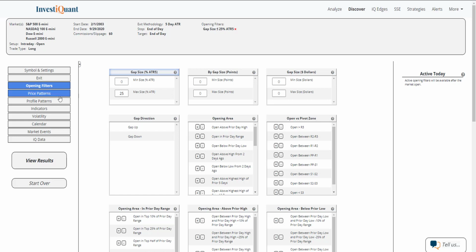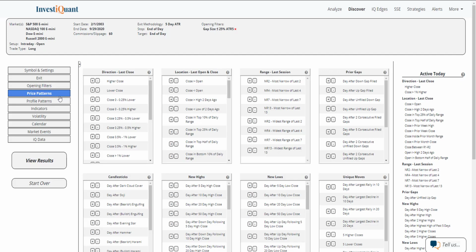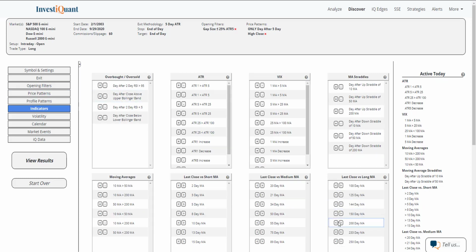Next, I'm going to go in the price patterns and add a little bit of context around yesterday's strong move higher. And I'm going to say that yesterday was a 5-day high close. So if I just hit equals next to 5-day high close, that's going to add it to the test. I could just come over here and click on day after 5-day high close, and that would add it as well. Next, I'm going to go into indicators. I'm going to say that we're above a 200-day moving average. I'm just going to use the 200 since I've already got some price context around a 5-day high close. That's pretty much going to be above a 10-day moving average in the majority of the samples.